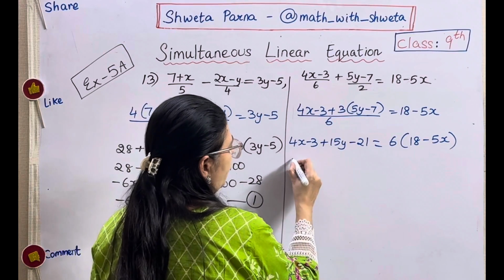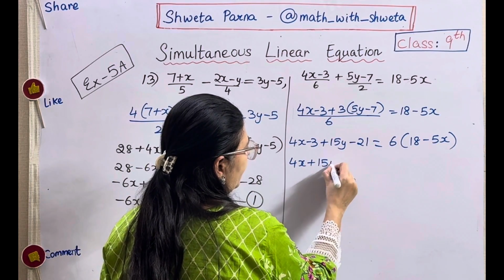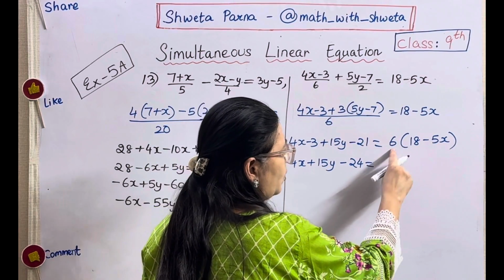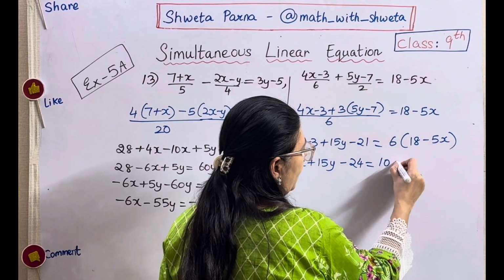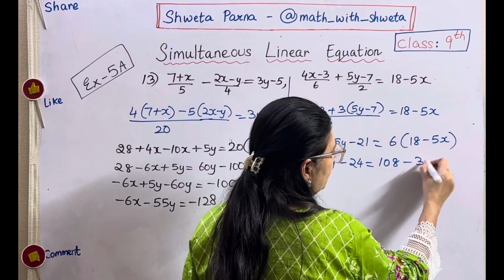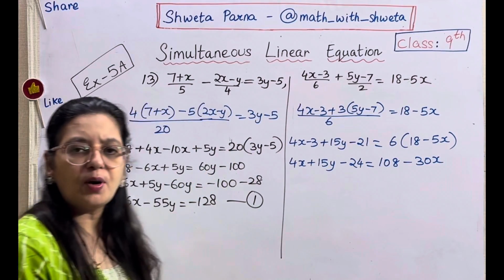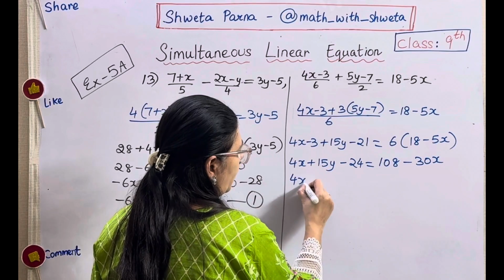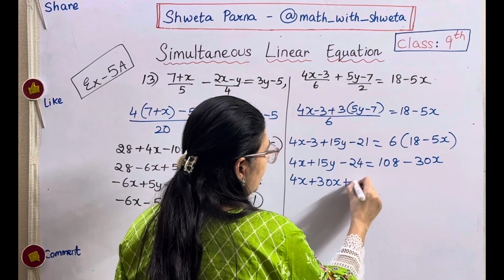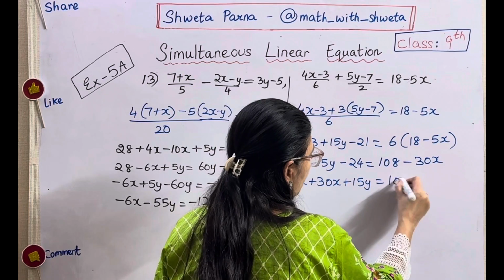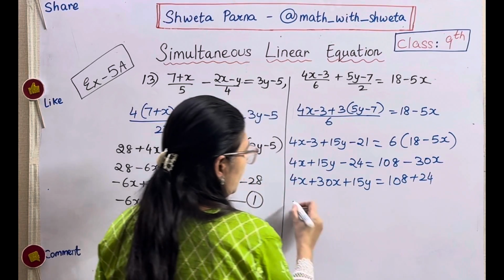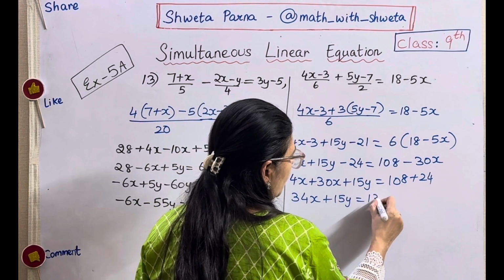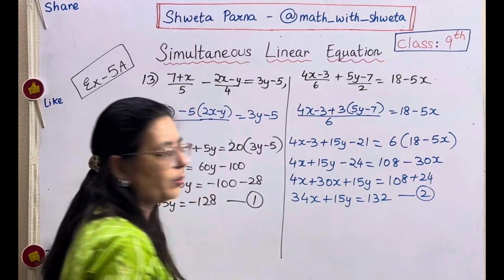Okay. Now 4x plus 15y minus 3 minus 21 is minus 24 is equal to 6 times 18 is 108. 6 into this is minus 30x. Same format, all variables on one side and constants on the other. So this will become 4x plus 30x plus 15y is equal to 108 plus 24. So this is 34x plus 15y is equal to 132. This is your second equation.